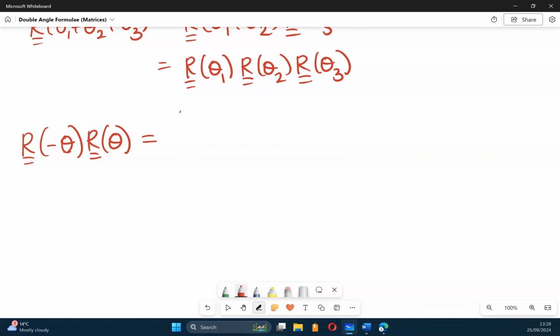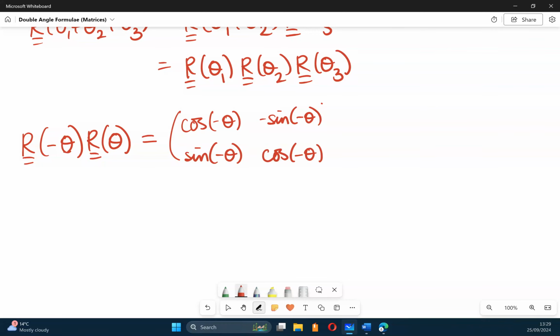Well, let's write this out explicitly. So this will be cosine of minus theta, minus sine of minus theta. This will be sine of minus theta. This will be cosine of minus theta. And then here we have cosine theta, minus sine theta, sine theta, cosine of theta.